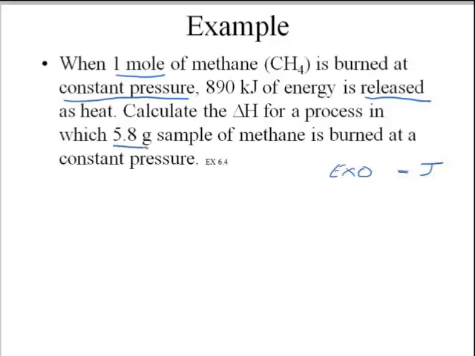I've got 5.8 grams of methane, 5.8 grams. Now, what do I do with grams, as you guys well know? Well, we find some moles. So 1 mole of methane weighs 16.0 grams, and that equals 0.36 moles. All right?